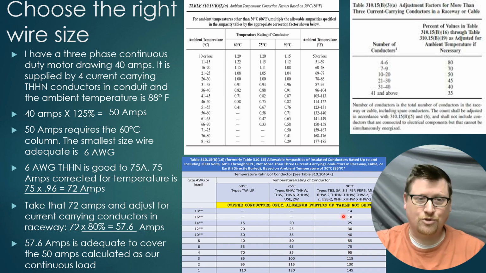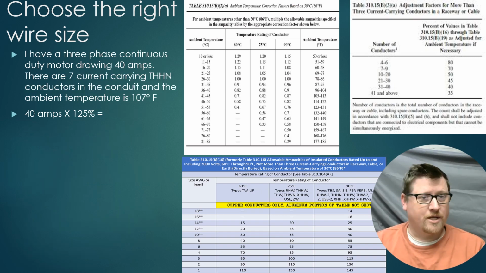This is why you choose the better insulation. If we had chosen something out of this column over here, a TW or a UF that was only good for 60 degrees and only good for 55 amps to start with, after I did these two derating things, that wire wouldn't have been big enough. We would have actually had to up the size to another size wire, and we were not looking to do that.